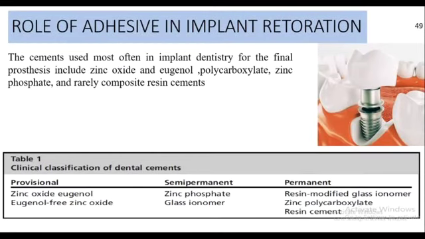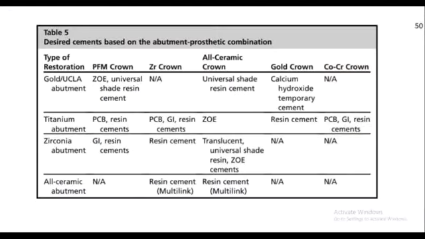Now, what is the role of the adhesive in implant restorations? The cements most often used in implant dentistry are zinc oxide eugenol, polycarboxylate, and zinc phosphate, and rarely composite resin, which is basically preferred. Each abutment, like the zirconia, the titanium, and the all ceramic, will have different preferred cements. If it's a PFM crown and you need to cement a gold restoration, you will use zinc oxide eugenol. If you take a titanium abutment with a PFM, then you need to use polycarboxylate. So depending upon the material of the abutment, you will have various different cements.